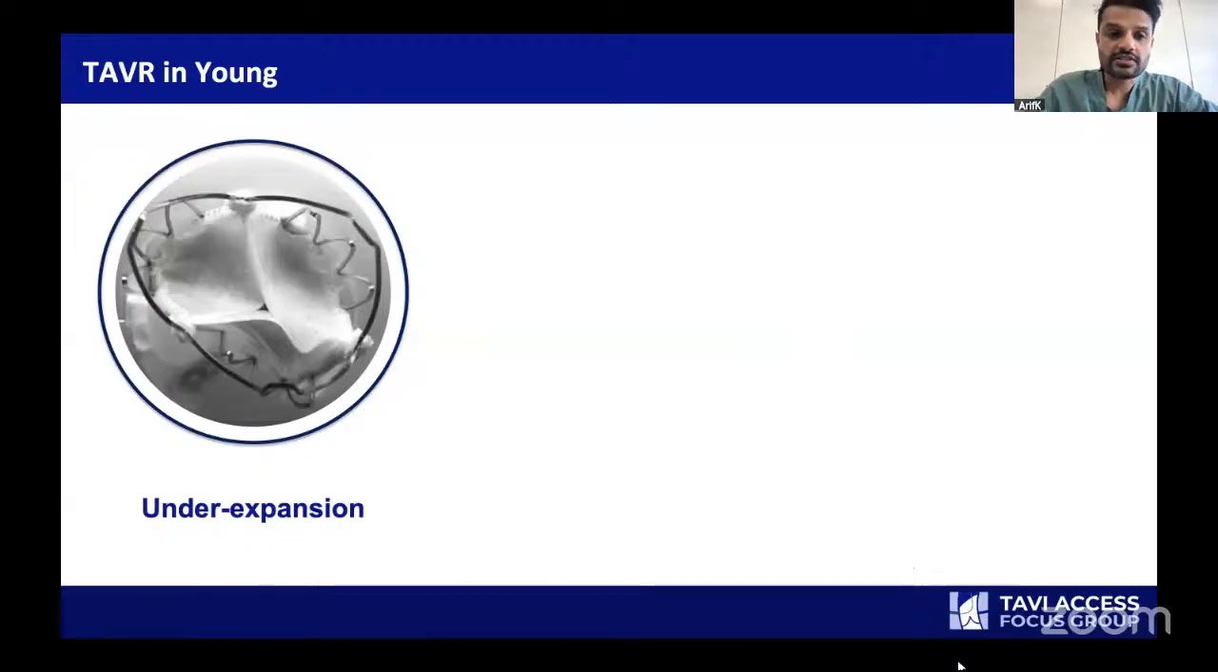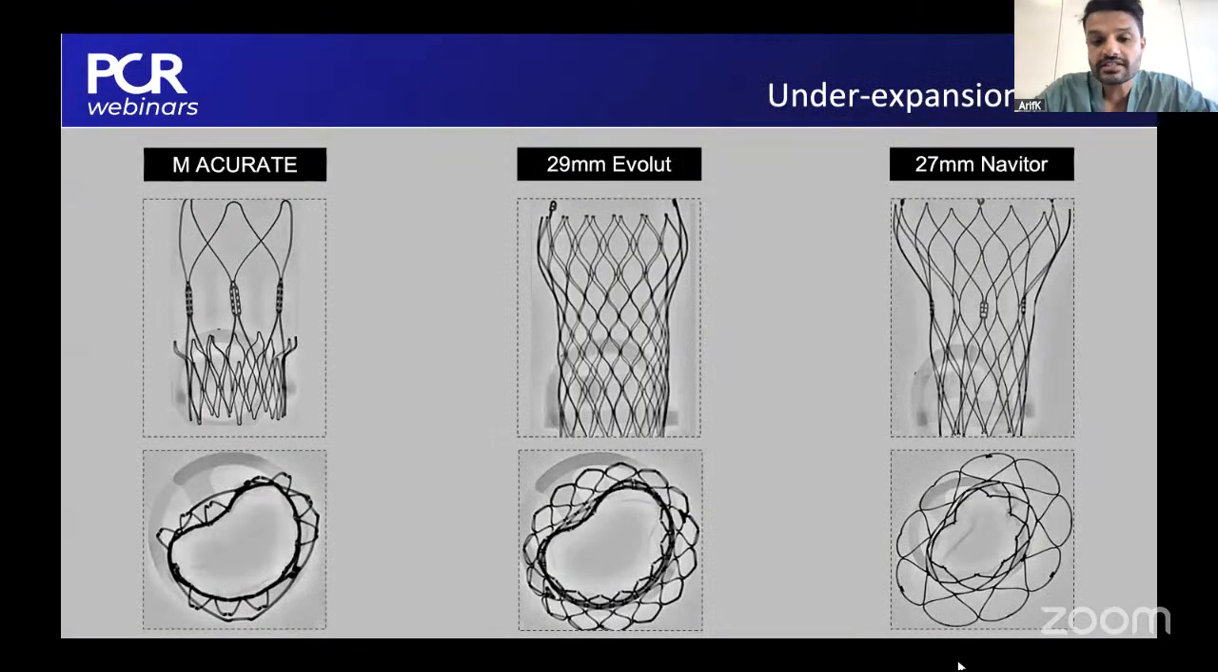So let's get into it. Starting off with underexpansion, we know this is something that applies across the range of different transcatheter valves that we have, whether self-expanding or balloon expanding. We know different patterns exist.